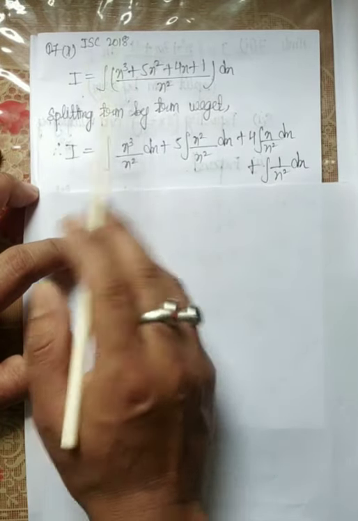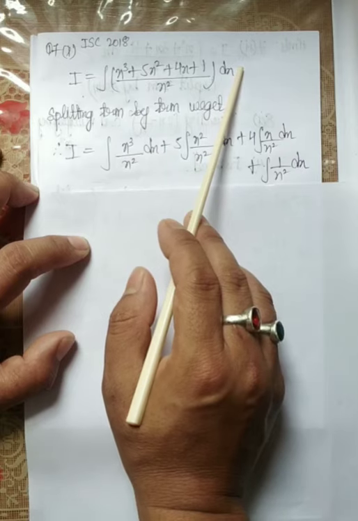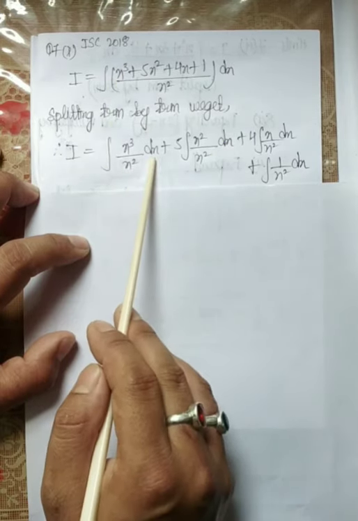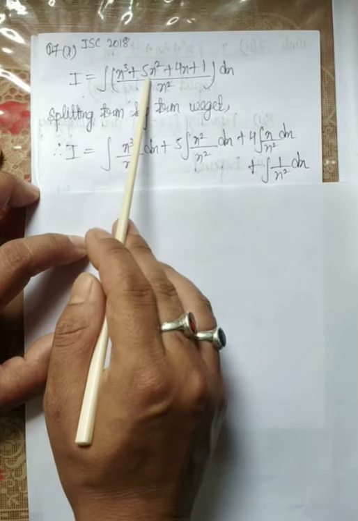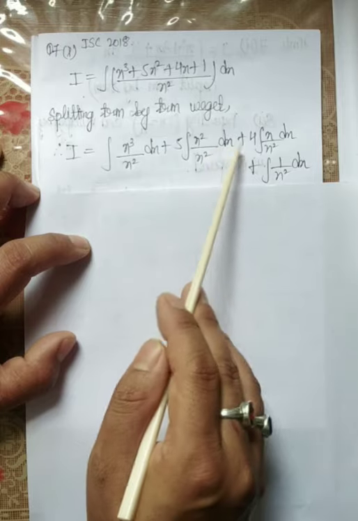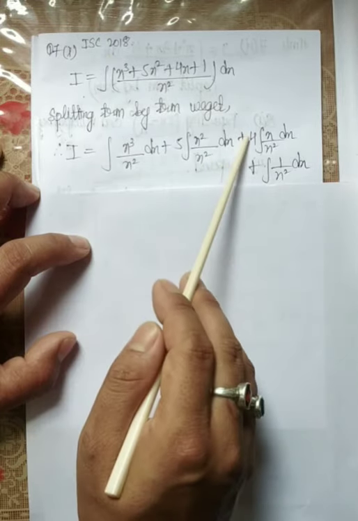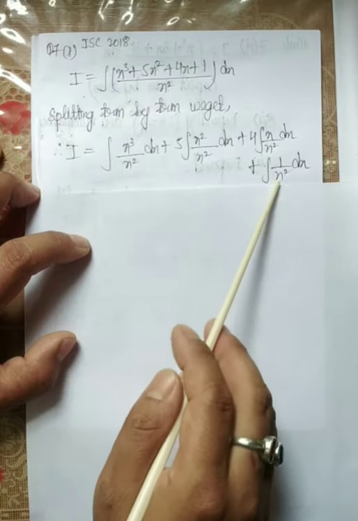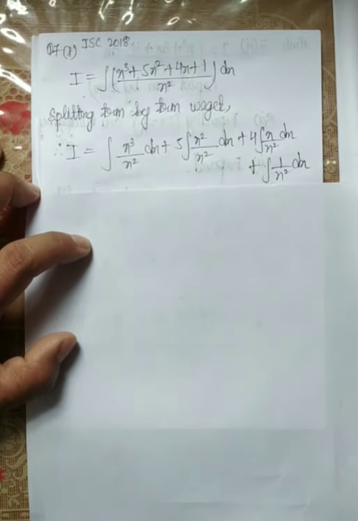Integration, and I'm separating integration and dx at the same time. Integration of the first term, x cube by x square dx, plus integration, 5 is a constant, so integration of the second term, x square by x square dx, plus integration, 4 is a constant, x by x square dx, and plus integration 1 by x square dx. I hope you people are clear with this.